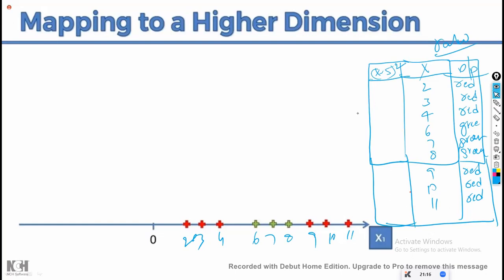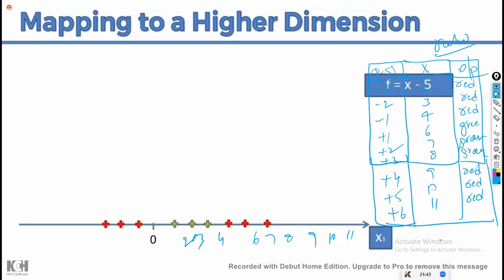First, I'm going to do the X minus 5. Now, X minus 5 means minus 3, minus 2, minus 1, plus 1, plus 2, plus 3, next plus 4, plus 5, plus 6, right? Whole square. First I have to do X minus 5. This is the X minus 5 column. Now, if I draw this for every data point, I'm doing X minus 5. Now, can you see this? It was separated.